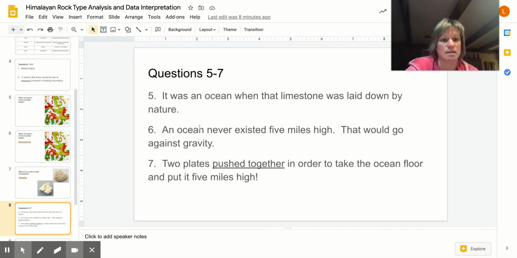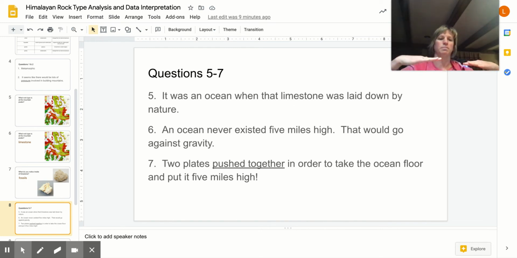Now, questions 5 through 7. What does this mean? Well, those are not lake fossils. Those are ocean fossils in that limestone. So the top of Mount Everest, once upon a time, had to be the bottom of the ocean. And so could there have ever been an ocean 5 miles high? The answer to number 6 is no. That would go against gravity. The water never was pulled that high up. What that means, though, is the top of Mount Everest, once upon a time, had to be very low elevation.